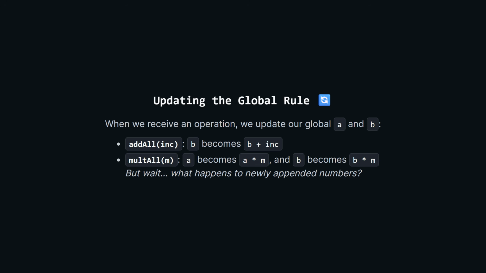When we are told to add a value to everything, we just increase our global B variable. When told to multiply everything, we multiply both A and B by that amount. This is instant, but this introduces a new problem.